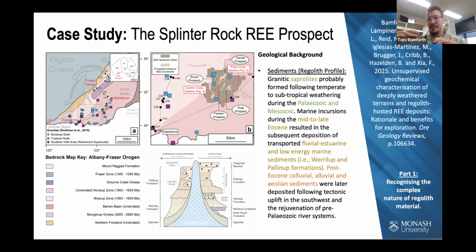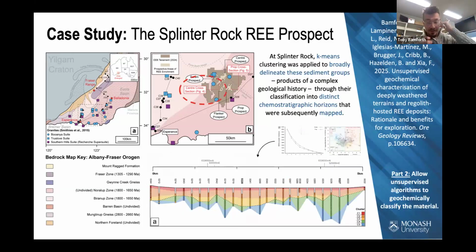Over those billion years, we've then had sedimentary deposition. We've had marine incursions during the mid to late Eocene, and we've had post-Eocene colluvial, alluvial, and aeolian sediments deposited on top of these saprolites, on top of these weathered granites, right? So we are having to now not only deal with the difficulties of low grade and high volume, but also we're doing it through transported cover. And we're having to separate the transported cover from the potentially mineralized material. That is where the geochemical analysis comes in. And I hope we'll be able to demonstrate that over the next couple of slides.